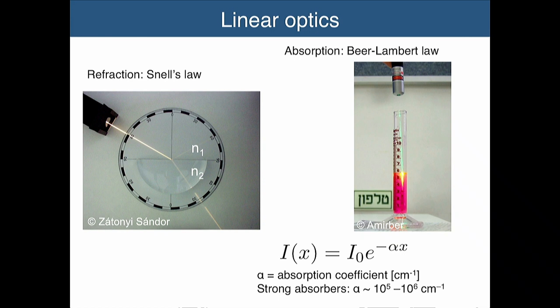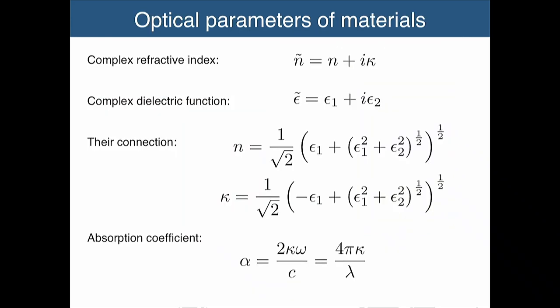All right, so to generalize, we combine those two in what we call the complex refractive index. It has a real and an imaginary part. The real part dictates propagation of light. The imaginary part dictates the dissipation of light, the absorption.